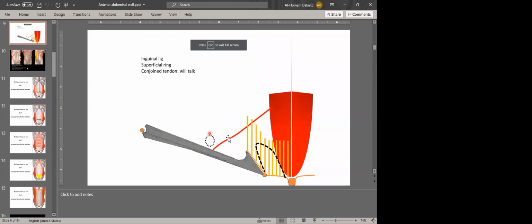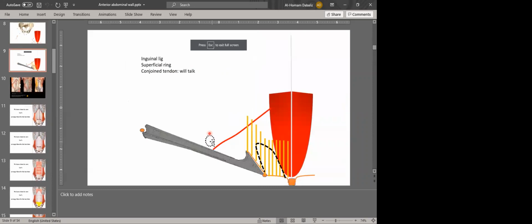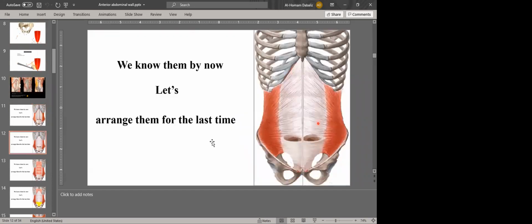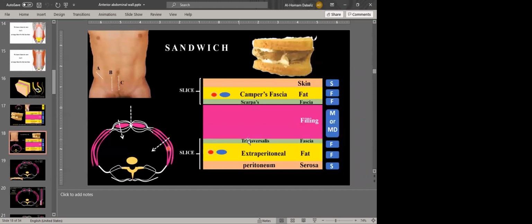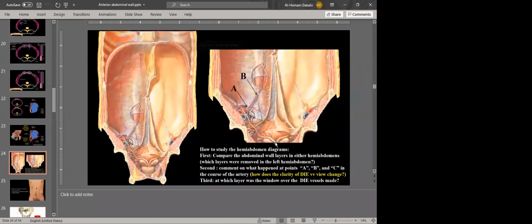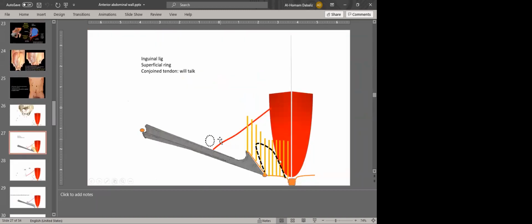And to do that, we have this first step, which is the deep ring. You have the transversalis fascia right here. Your testes would be over here, and it will go through this hole that's in the fascia, and through this hole it will enter the inguinal canal over here. This hole is made inside of what? The transversalis fascia. Okay? Is this understood until now?